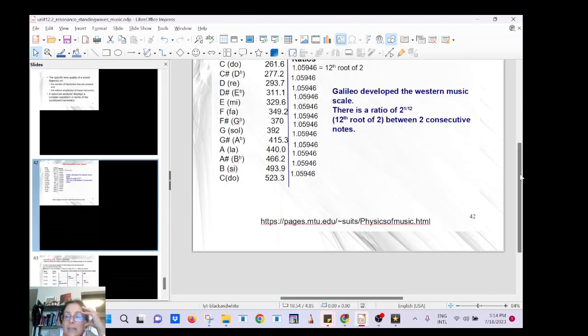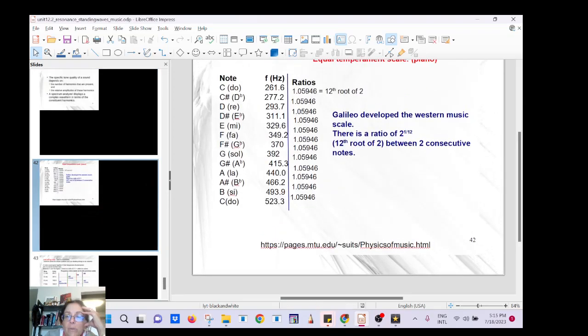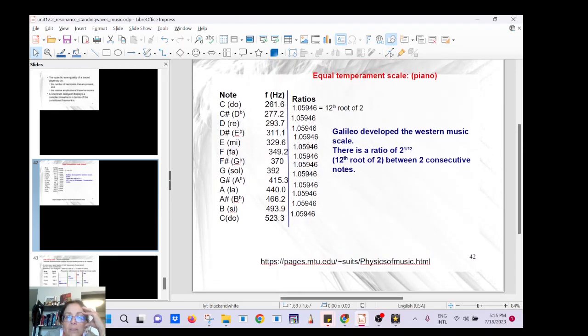So interestingly, it's Galileo who developed the Western music scale. This is for a piano, and you go from one note to the other by multiplying by the 12th root of 2, so 2 raised to the 1/12. So going from here to there, you multiply by the same number. You can learn more about that here.